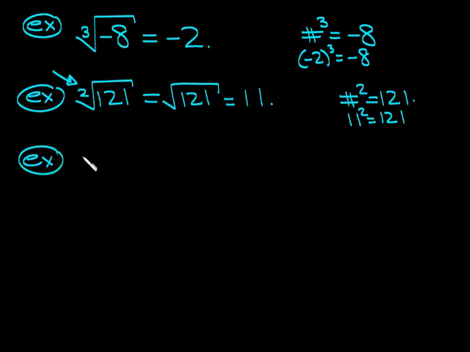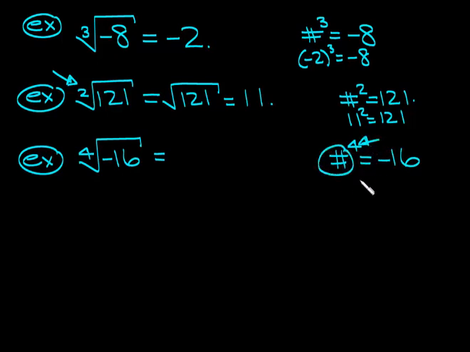How about this one? Let's say I have the fourth root of negative 16. What are we looking for again? We're looking for some number that, if I take it to the fourth power, I'll get negative 16. And again, you should realize that that's not possible, because if I take any number and raise it to an even power, that number is always going to be positive. And we are looking for a negative number, so that's never going to happen. So there's no such real number.